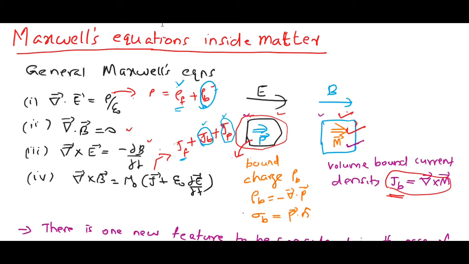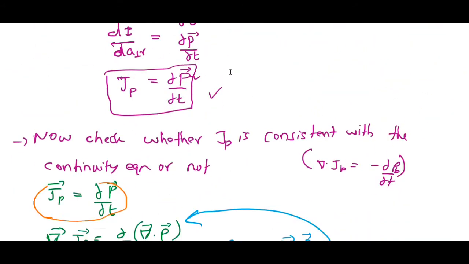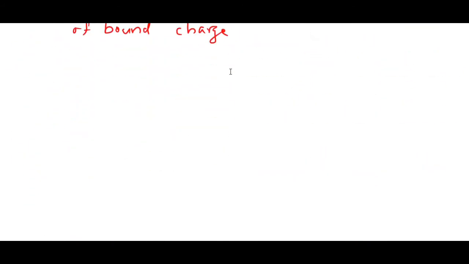Therefore, the Maxwell equation has to be rewritten not in terms of rho b, JB or JP, but the Maxwell equation has to be written in terms of rho f and also JF inside a material. Okay, we have to be very careful. For this, let us do the following.